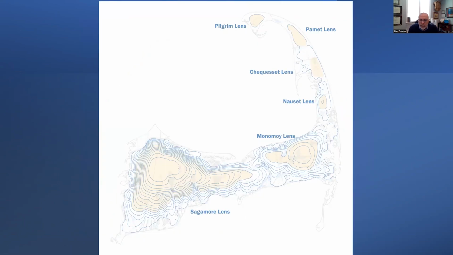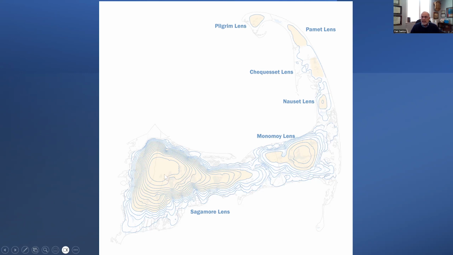So our Cape Cod aquifer, here's a plan view of the Cape, has 6 lenses. These are distinct areas of this underground aquifer, the groundwater, that don't communicate with each other. It's considered one aquifer because it's one geologic system, the sand and gravel. But because of inlets and rivers, these are separate units. So if something happened here in the Monomoy lens to contaminate the groundwater, it wouldn't move to the Sagamore lens, which Barnstable is part of.